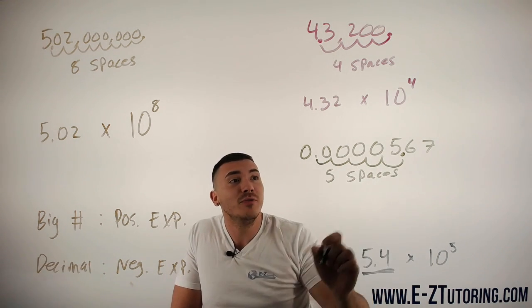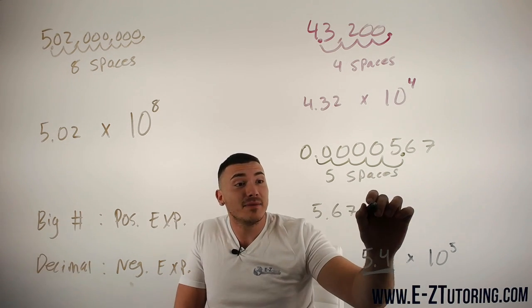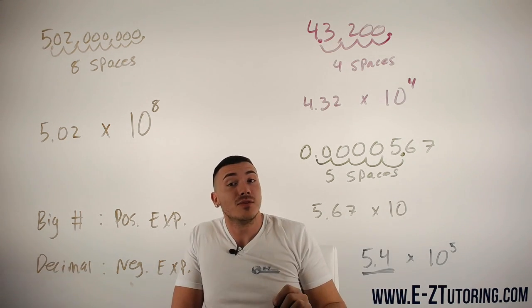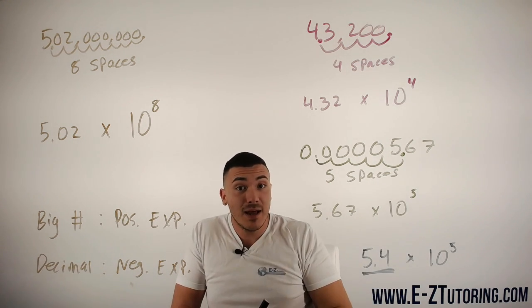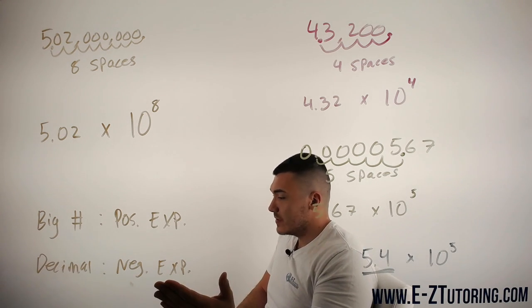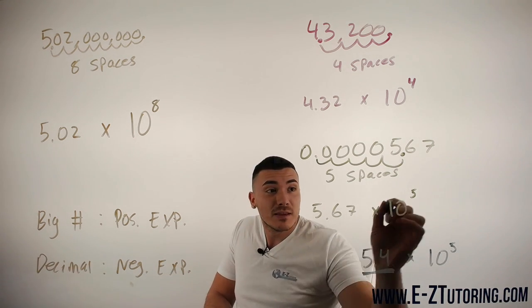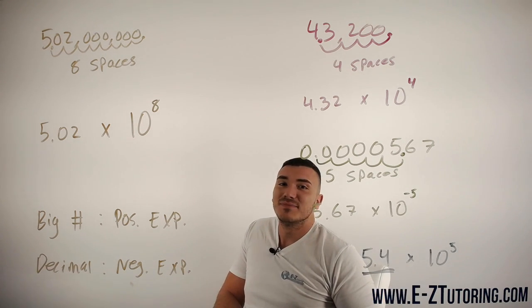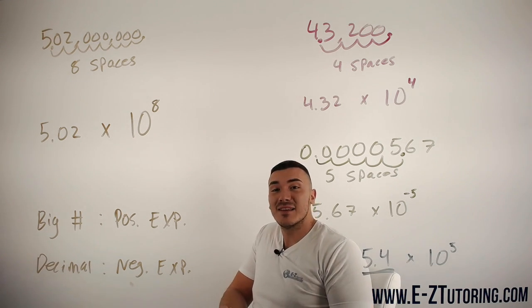So we write our new number, 5.67, times 10 to the power of the number of spaces, which is 5. And now we look at our rule, and our rule says that if we have a decimal, we must have a negative exponent. So this 5 must be negative. And that is how you can express numbers in scientific notation.